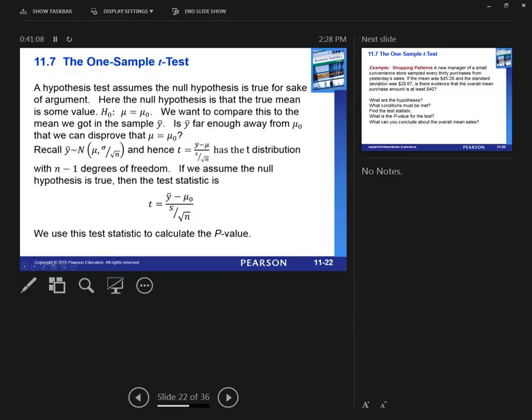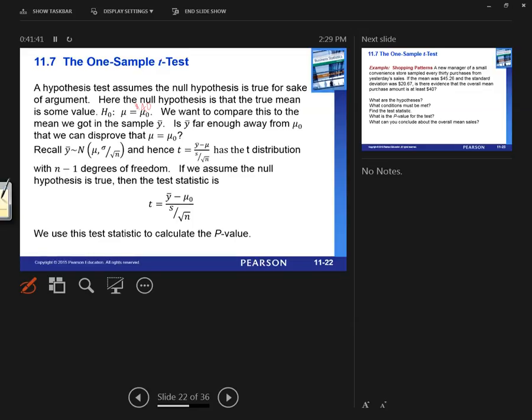All right, so recall, as far as the math is concerned, that we're assuming that the null hypothesis is true when we do a test. So the null here is going to be that mu is equal to $40. Then we're asking: is the Y bar, which was around $45, high enough that we can disprove the $40?